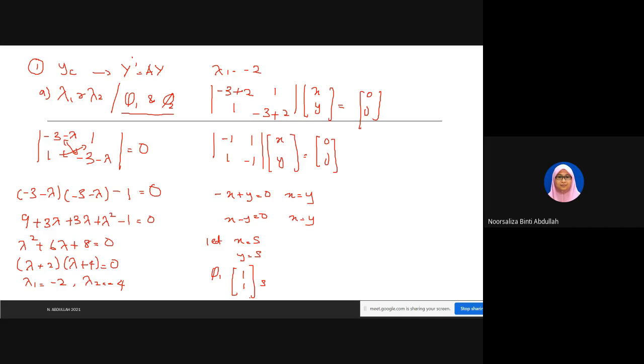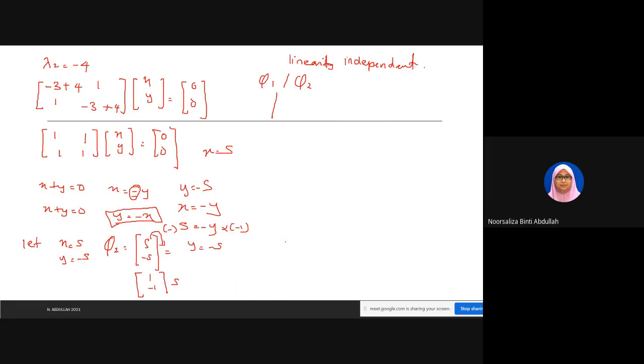So eigenvector 1 is 1, 1. Eigenvector 2 is 1, minus 1. Then you check this one times this one, so 1, minus this one times this one, minus 1. Now you have minus 2. So minus 2 is not equals to 0, right? Because it has a value, it is not 0.